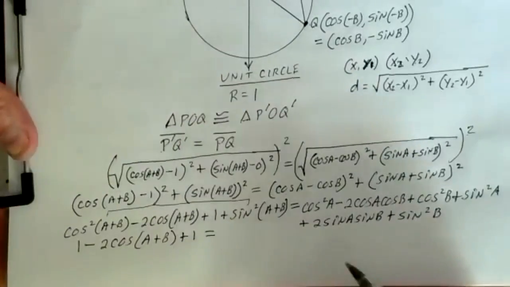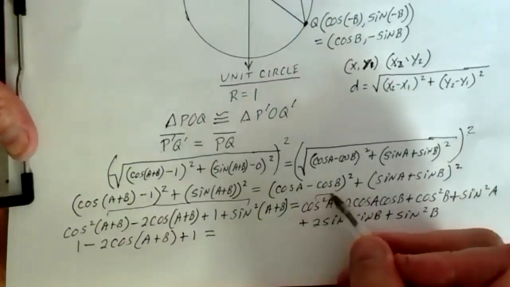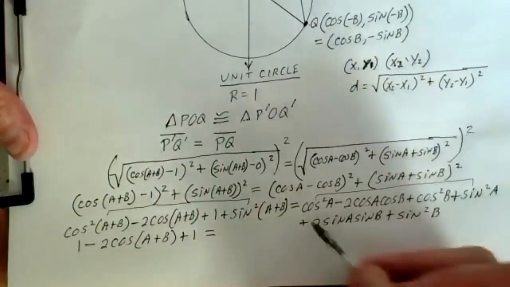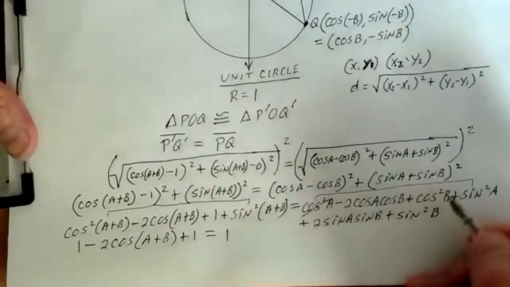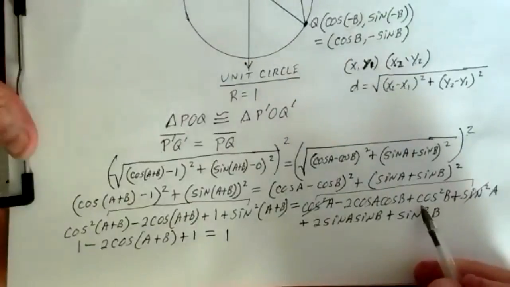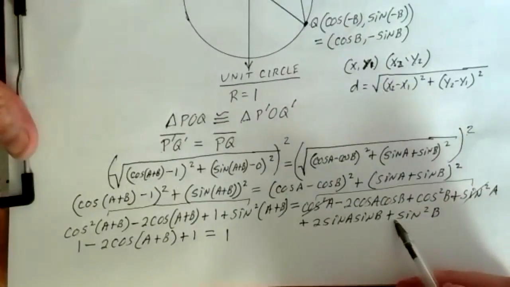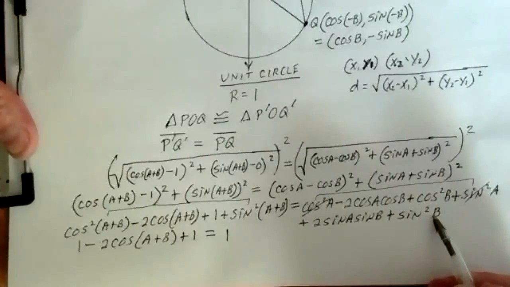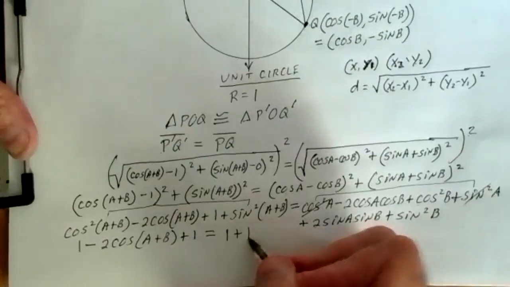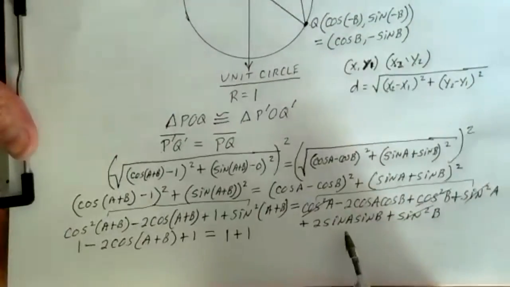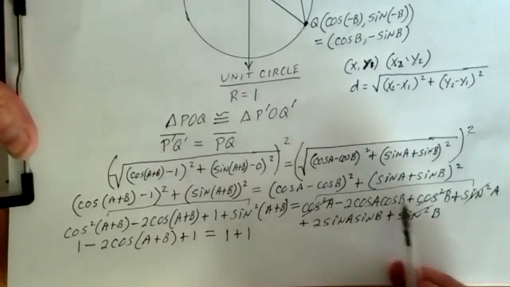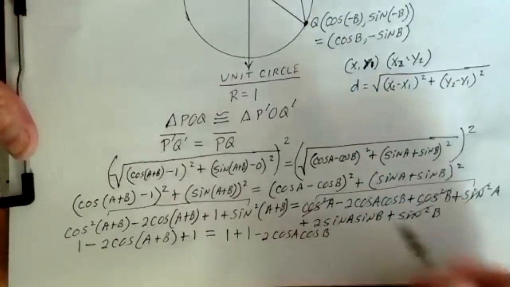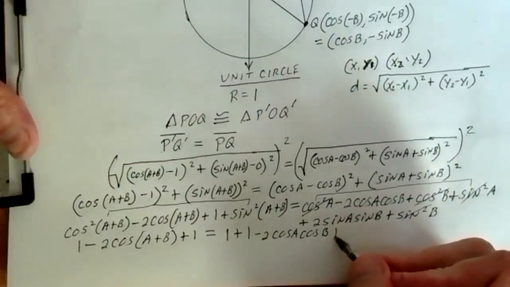On the right side of our equation, ladies and gentlemen, we have a couple of simplifications. Cosine squared A added to this sine squared A would simplify to 1 by our Pythagorean identity. Likewise, we have cosine squared B added to sine squared B would be another +1. Cosine squared B plus sine squared B by a Pythagorean identity is +1. And then we have -2 cosine A cosine B plus 2 sine A sine B.